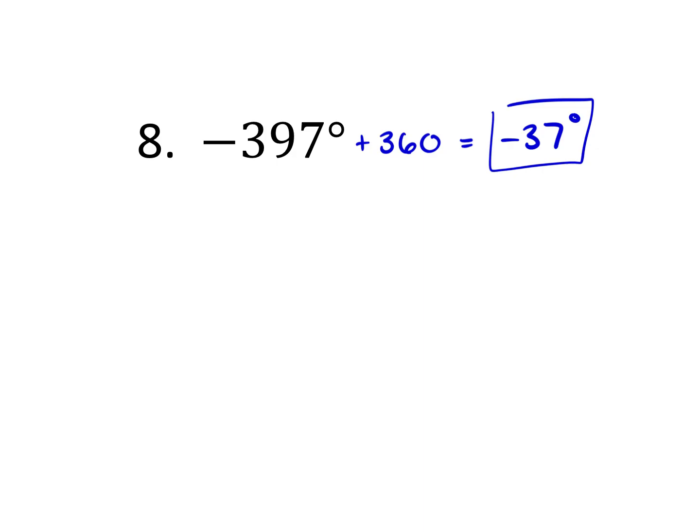It could ask for a positive and a negative. So it just asks for coterminal. You can give me any one of the coterminals. But if it asks for a positive one, what would we need to do? Add another 360. So I'd take negative 37 and add another 360 to it. So remember, you can add or subtract more than once. So we get positive 323 degrees.